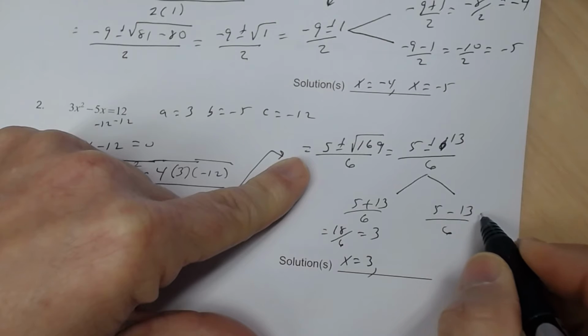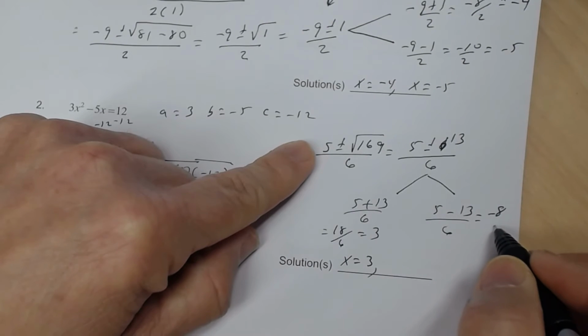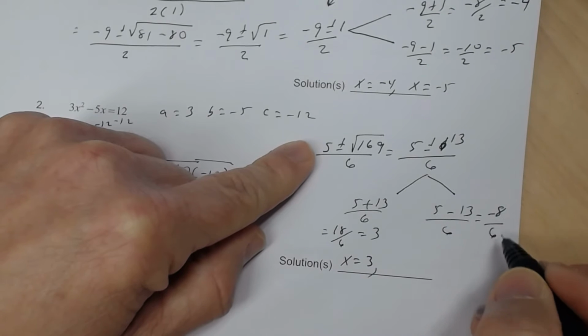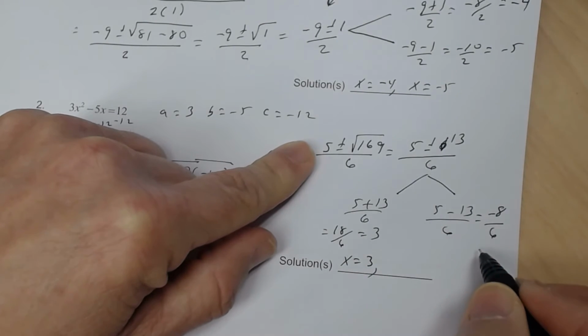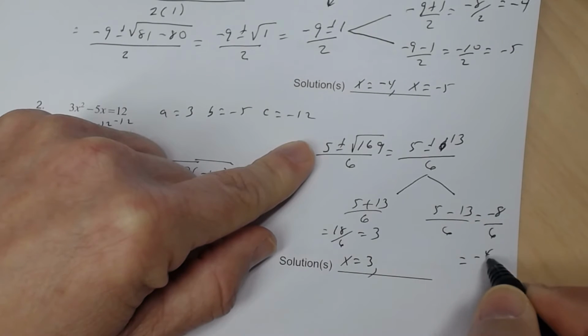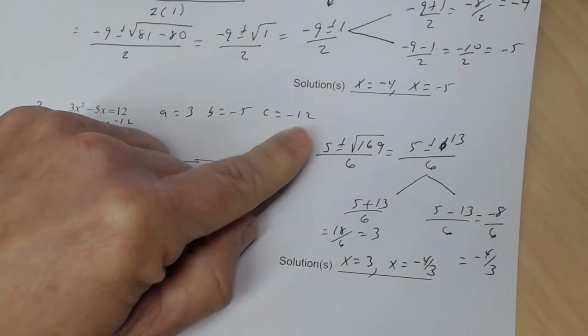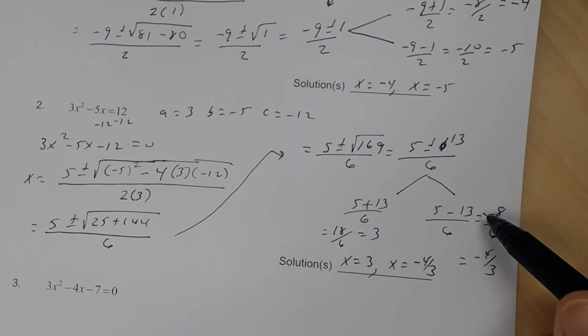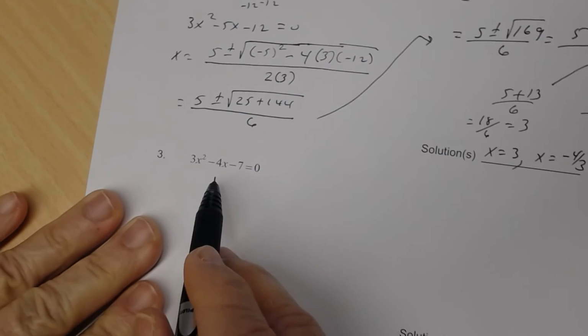Over here, 5 minus 13 is -8 divided by 6, but go ahead and reduce this. Don't leave it as -8/6. Just go ahead and reduce. So that's going to be -4/3. So your two solutions are 3 and -4/3. All right, number 3.